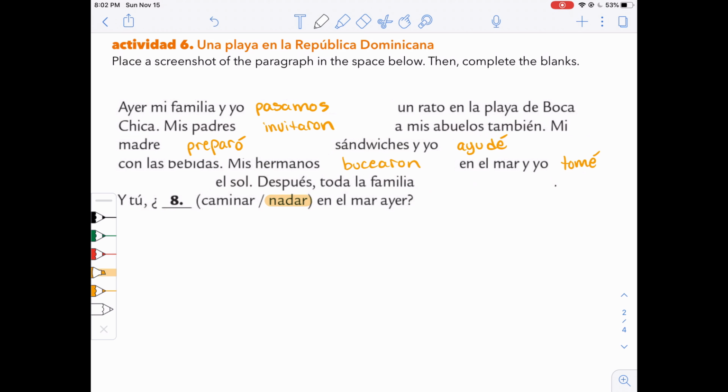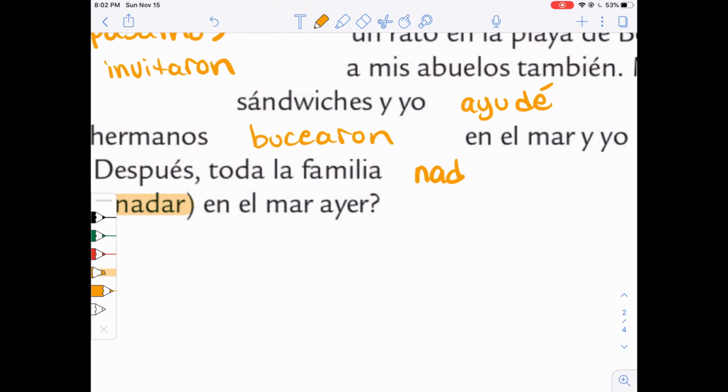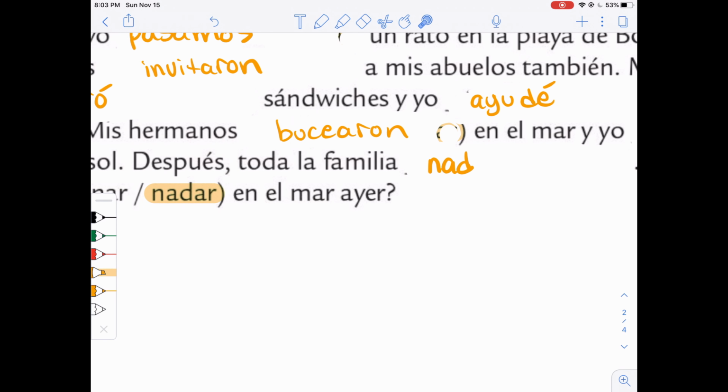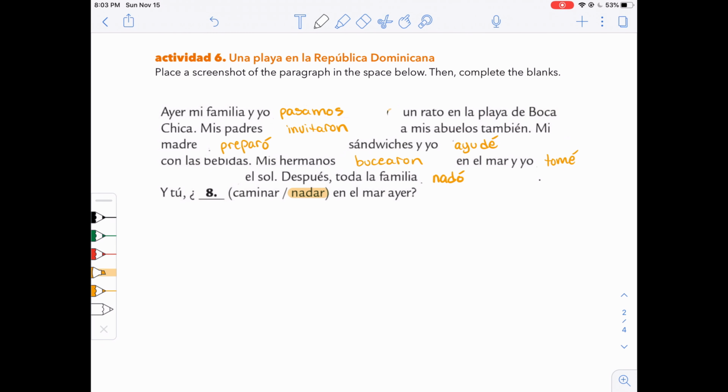Después, toda la familia. Ooh, this is a tricky one. Oh, nice. So we have nadar, but toda la familia. So I know you want to do like a nosotros or whatever, but la familia is one thing. So that's nadó. Toda la familia nadó. Y tú, we're going to put nadar in the tú form, giving us nadaste. Y tú nadaste en el mar ayer? Did you go swimming in the ocean yesterday? I certainly didn't, but maybe you did, and all the power to you.